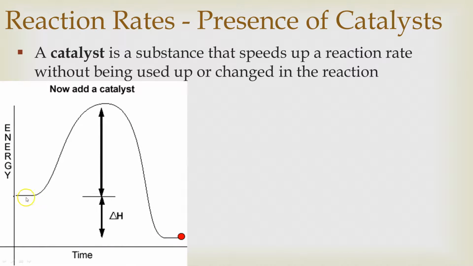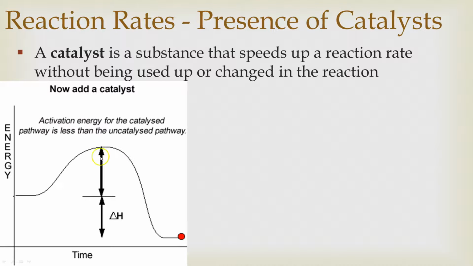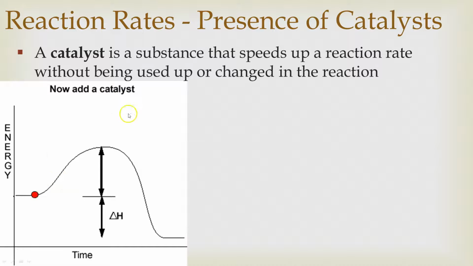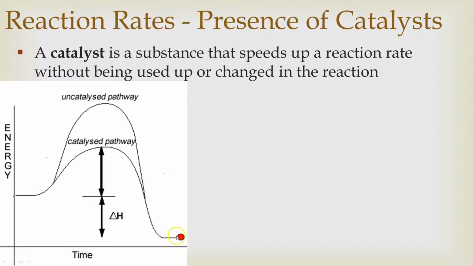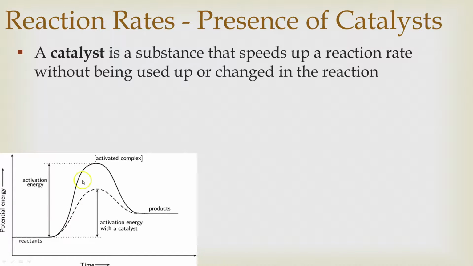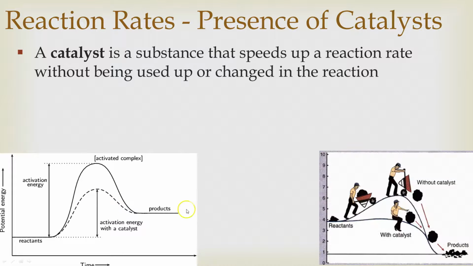So here I am going from my reactants to the products, and I have to overcome that activation energy. If you add in a catalyst, though, you can see that this activation energy is going to be less. Before we had the uncatalyzed pathway, here we are with the catalyzed pathway. It's a lot easier to get down to my products because the activation energy is lower. So again, here's my activated complex with a catalyst. It's easier to overcome that in this particular endothermic reaction. A catalyst makes that happen.